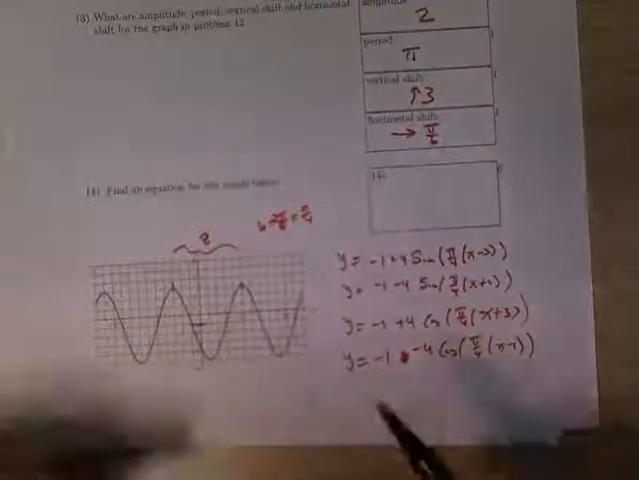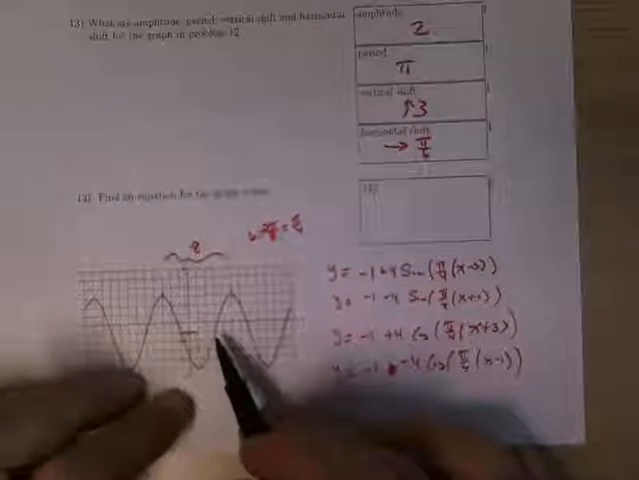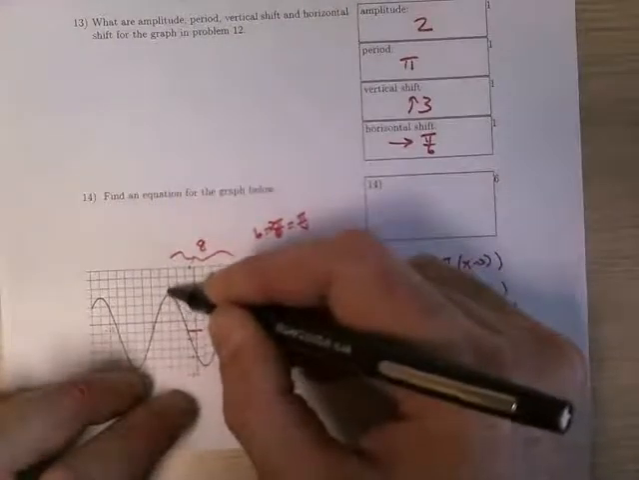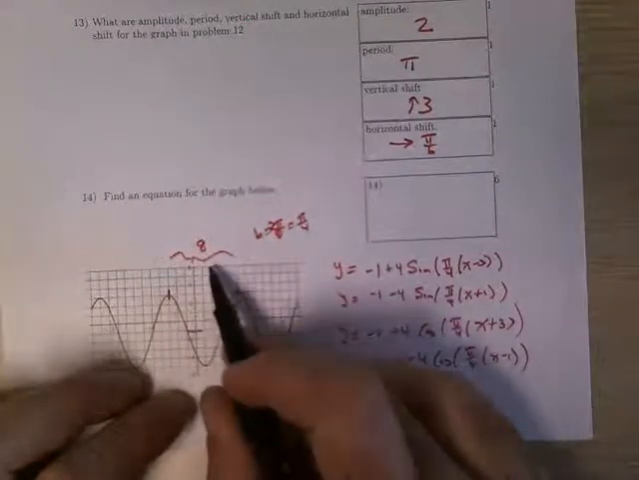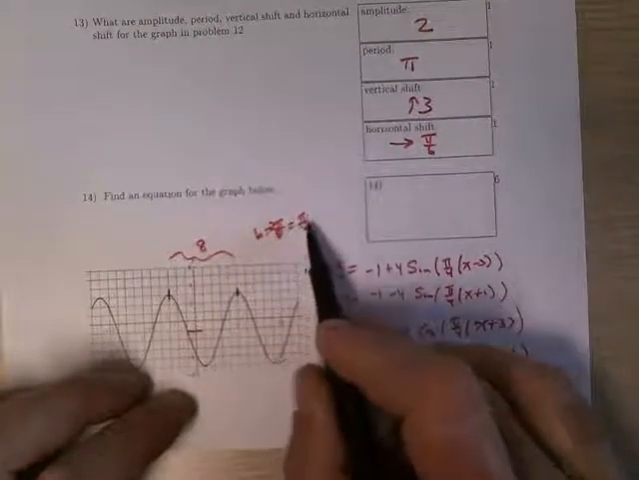All right, number 14. Find an equation for the graph below. Some things I noticed about this: looking from the high point to the high point here, that's a distance of 8. So the period is 8, which means b has to be 2 pi divided by 8, or pi over 4.